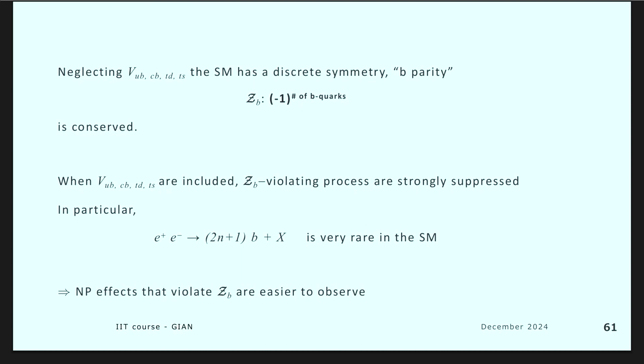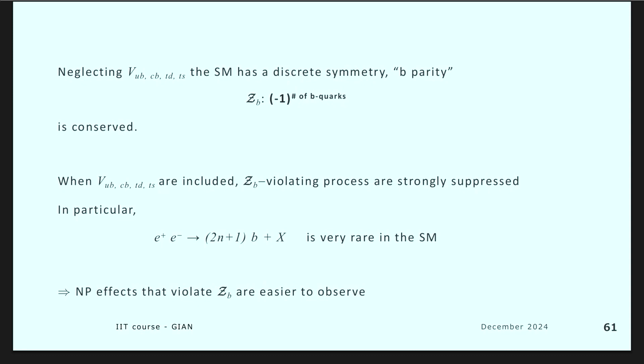So with that, there is this approximate symmetry, which is (-1) to the number of b quarks. That has to be even for the process at hand. So each state, you can say it has Z_b equal to 1 or -1, according to the number of b quarks in it.